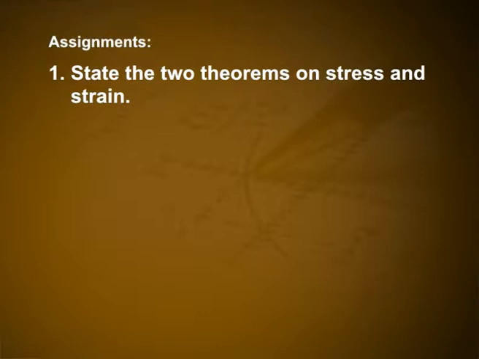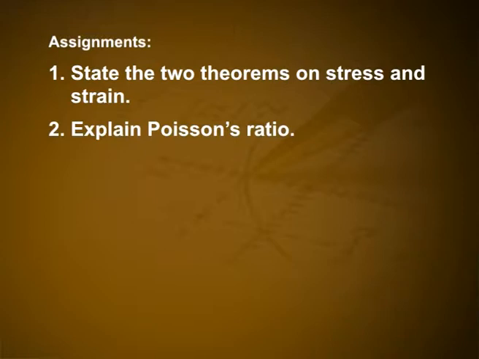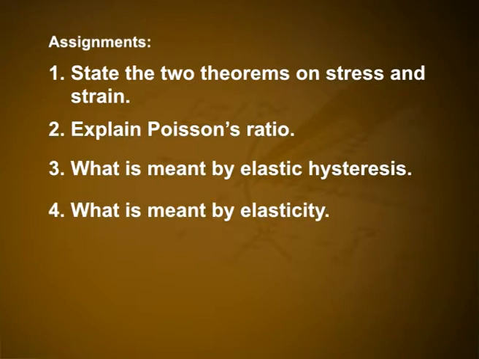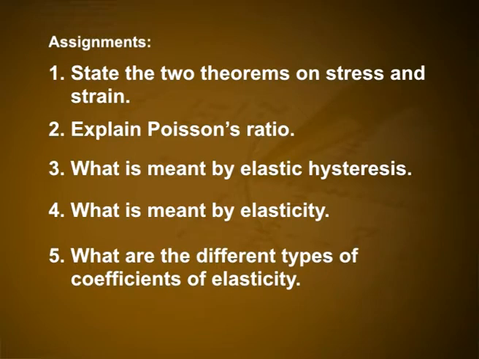A shear strain is equal to the sum of mutually perpendicular compressional and extensional strains. A shearing stress is equivalent to an extensional stress plus an equal compressional stress at right angles to each other. Now, try to solve the given questions. First one, state the two theorems on stress and strain. Second one, explain Poisson's ratio. Third one, what is meant by elastic hysteresis. Fourth one, what is meant by elasticity. Fifth one, what are the different types of coefficients of elasticity.